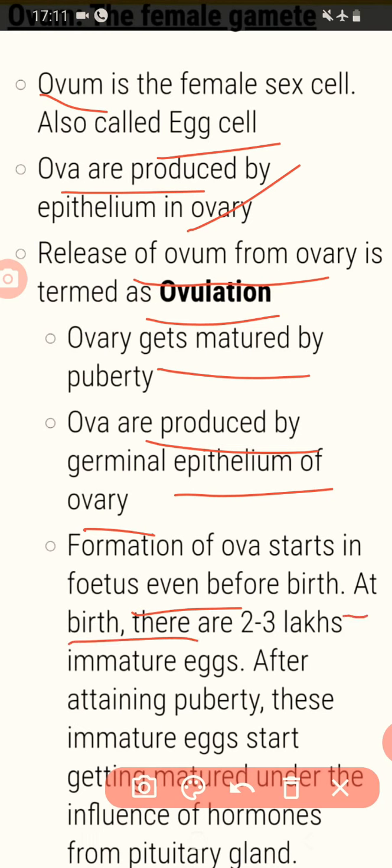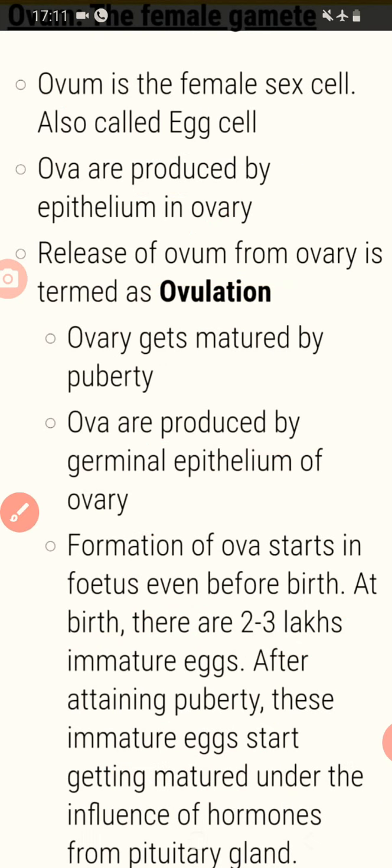At the time of birth, 2 to 3 lakhs of immature eggs are there. But these eggs get matured when they attain puberty. At that time, these immature eggs start getting matured under the influence of the hormones which are produced from the pituitary gland. Which hormones? These are the sex hormones which are produced by the pituitary gland.